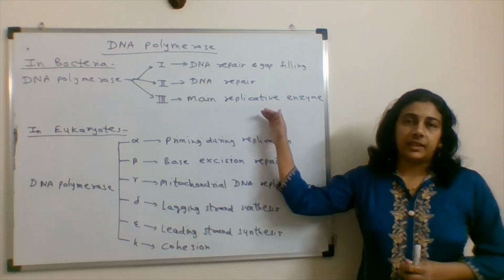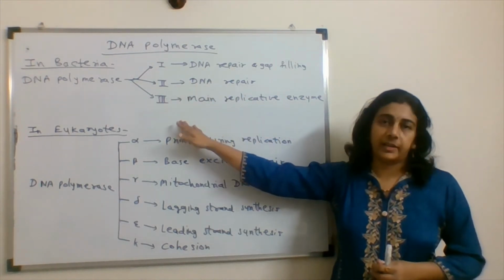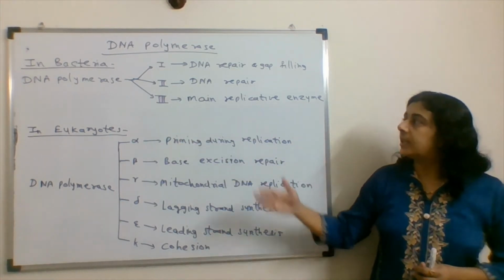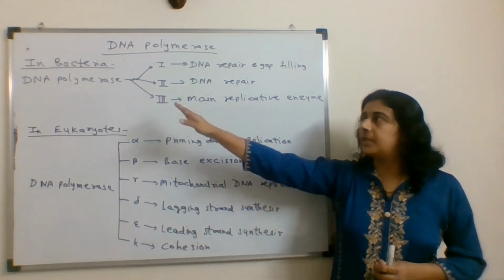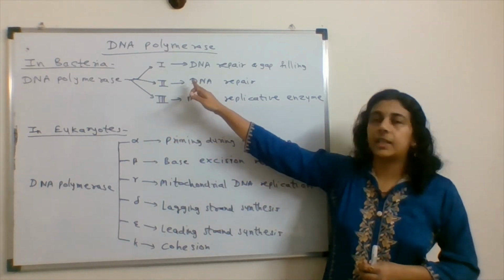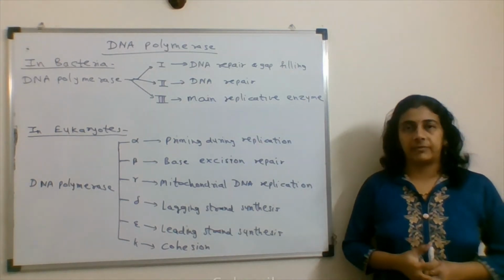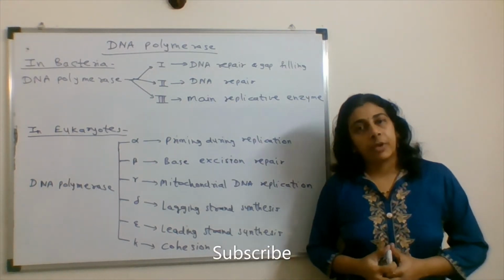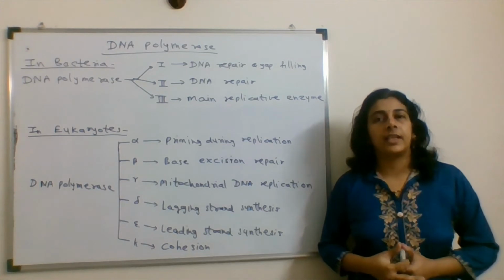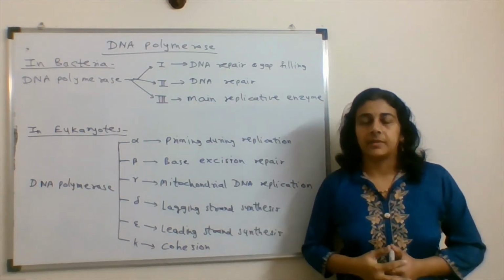Here in bacteria there are three types of DNA polymerase: 1, 2 and 3. The main replicative enzyme is DNA polymerase 3, whereas DNA polymerase 1 functions in DNA repair and gap filling. DNA polymerase 2 functions in DNA repair. So in this way it has three types.